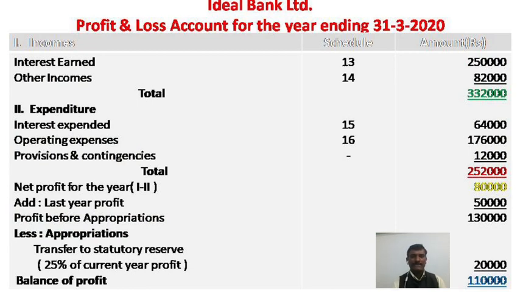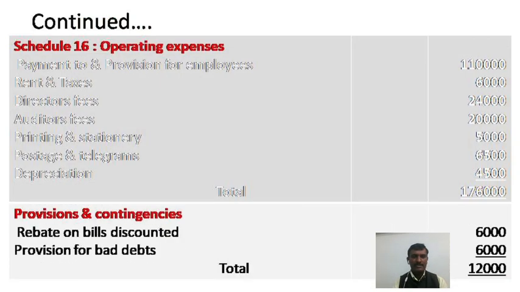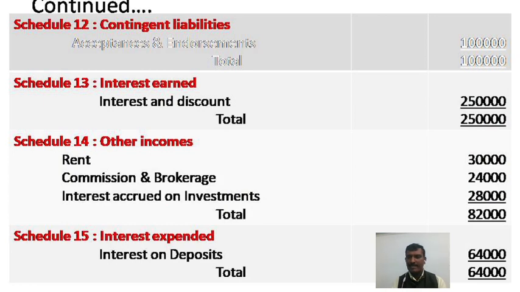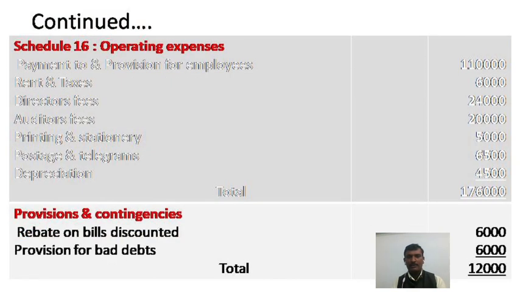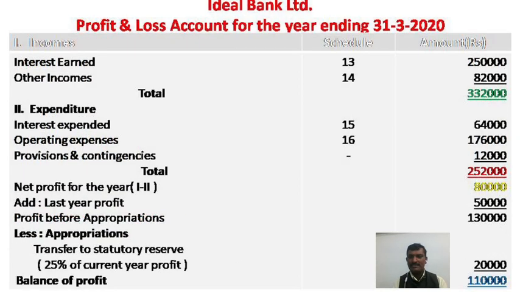Then we have to go for the expenditure part. As far as the expenditures are concerned, we have three important items. One is interest expended, another is operating expenses, and one more is provisions and contingencies. For this, we have to follow schedule number 15 and 16. Just look over this. Schedule number 15 has a total of 64,000, while operating expenses, schedule number 16, is 1,76,000, and provisions and contingencies rupees 12,000. So these three items are taken here. The total of these three items is 2,52,000.